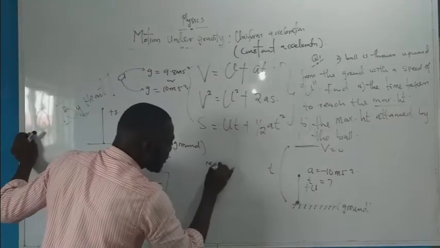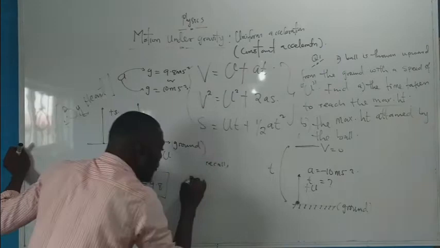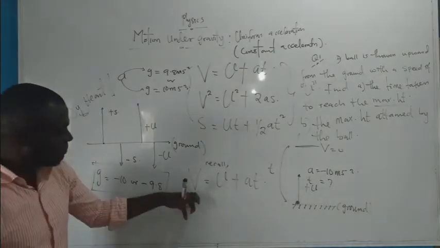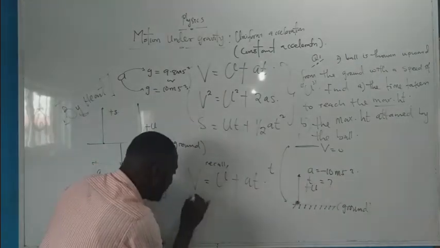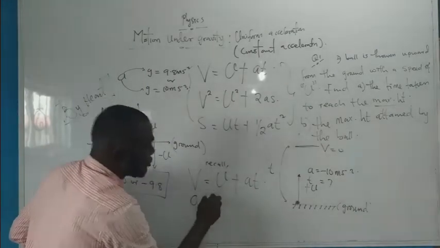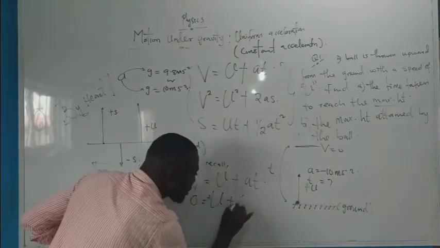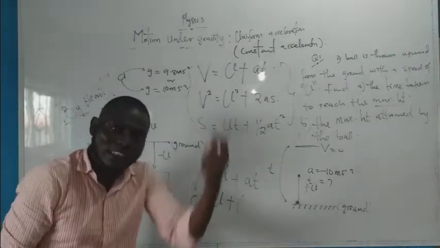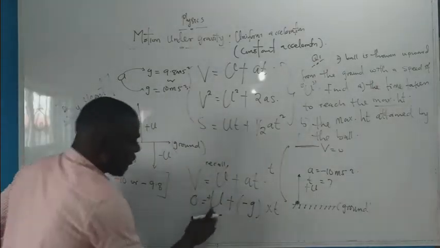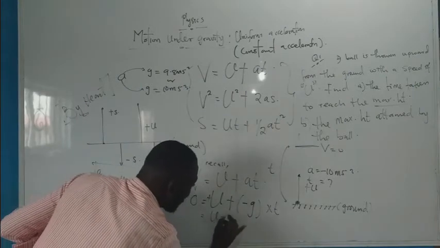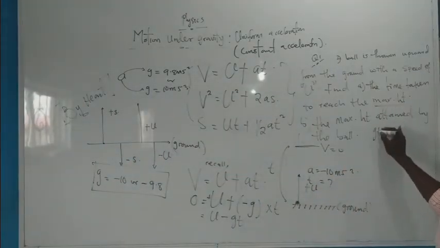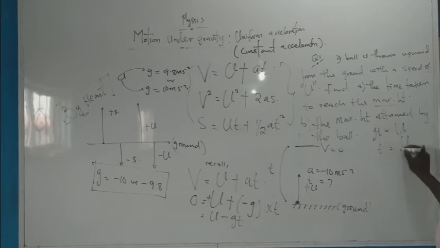Okay, recall that we have V equals U plus AT. So what's V? V is 0. At maximum height, velocity equals 0. So this equals U, plus acceleration. Acceleration is always negative, that's minus G times T. So this gives us 0 equals U minus GT. So we can have GT equals U, so T equals U over G.